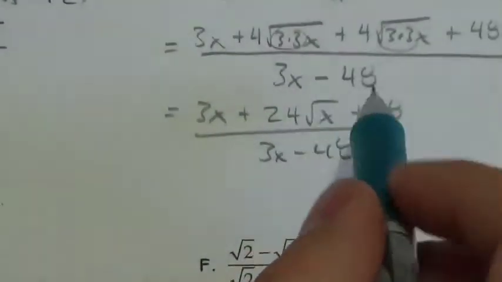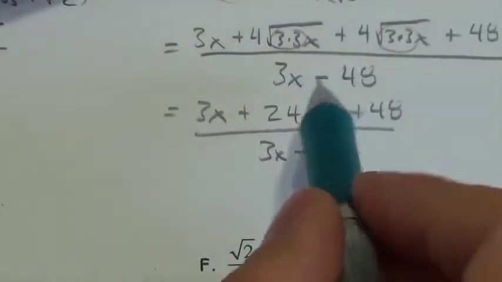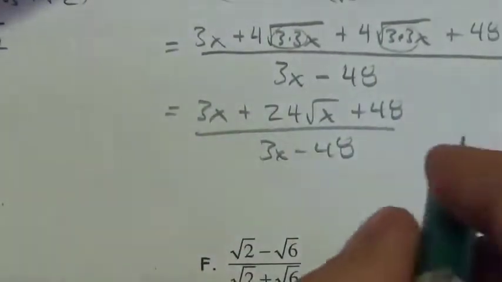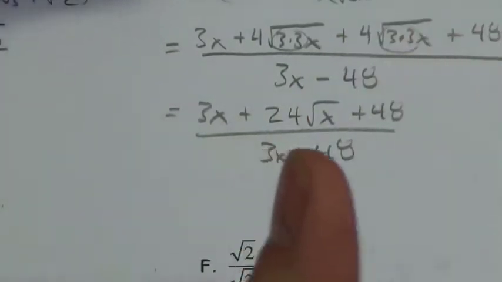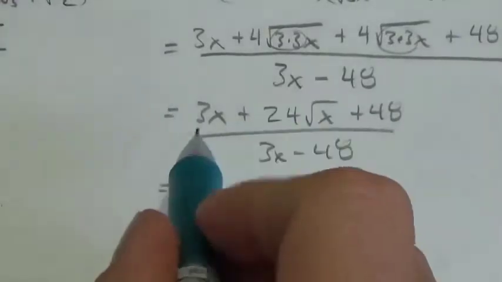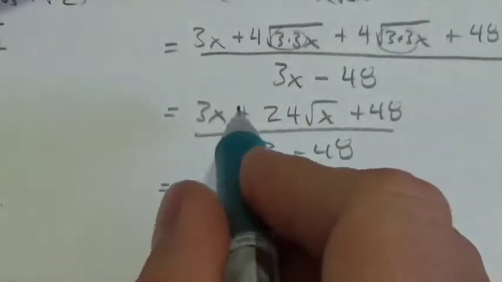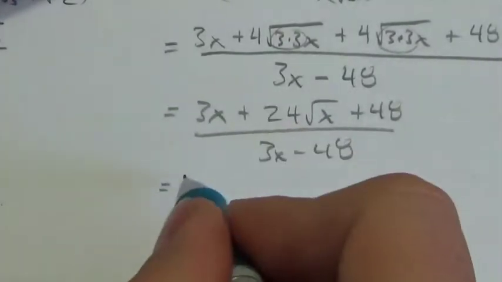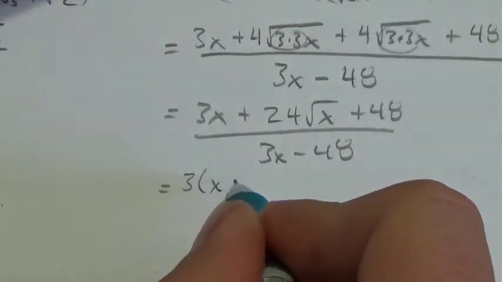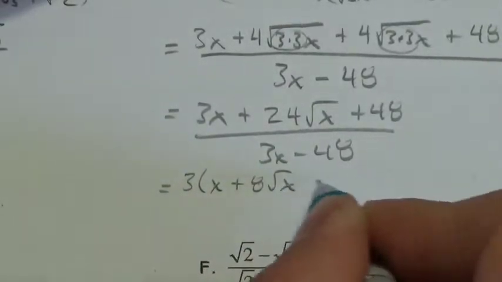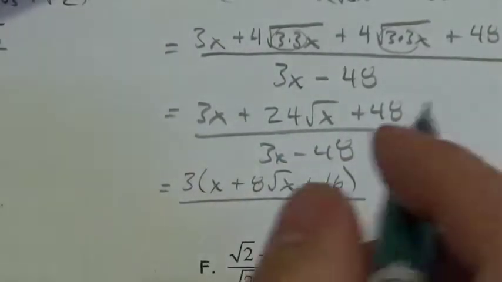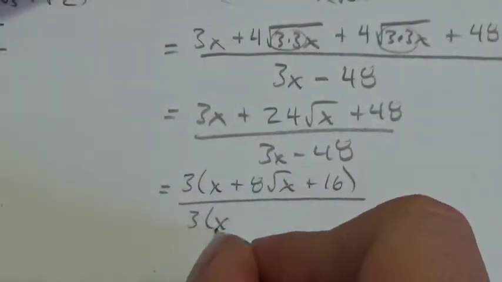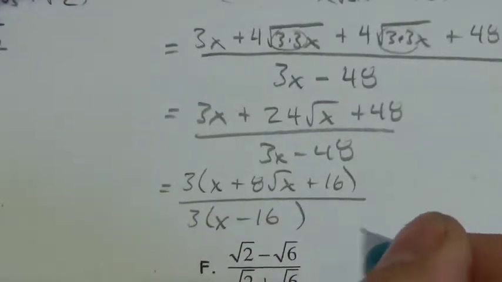Now notice in the numerator once again that squaring that binomial did not get rid of the radical. We were stuck with the radical. But look what I can do. There is a common factor of 3 to all 3 terms in the numerator. I can factor that out, and I'm going to be left with x plus 8 root x plus 16. There's also a common factor of 3 in the denominator, 3 multiplied by x minus 16.